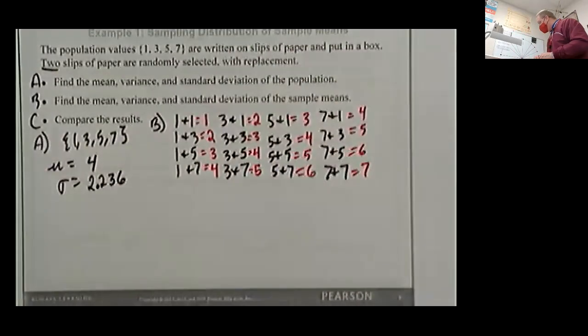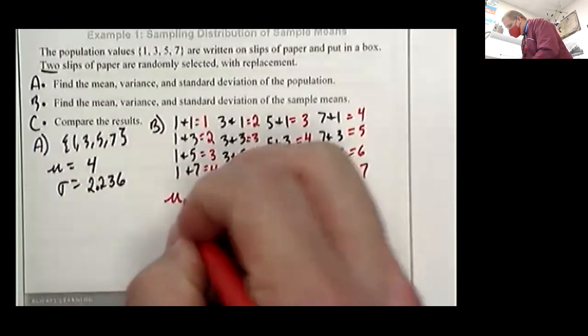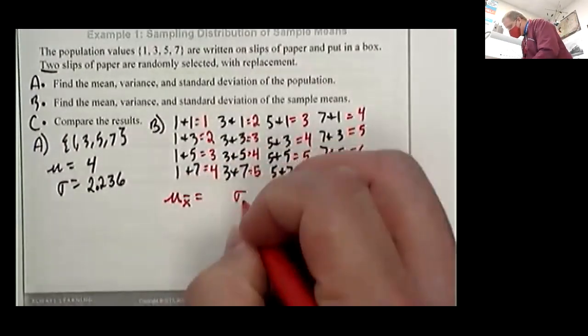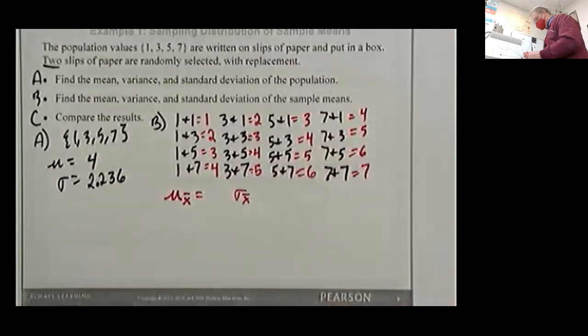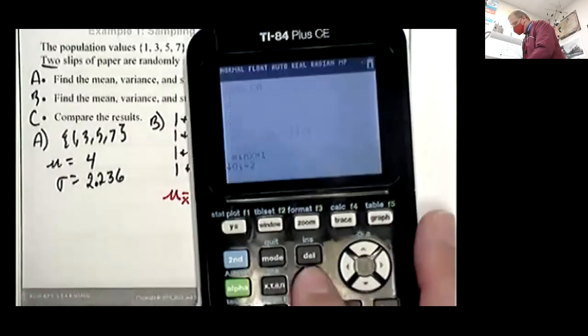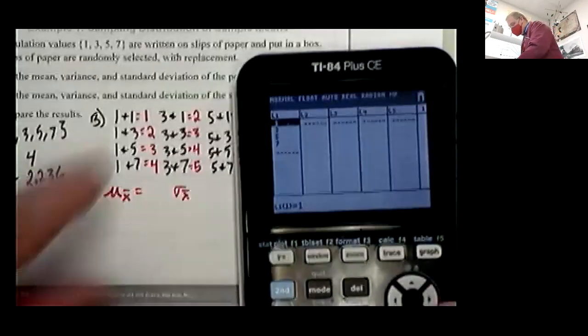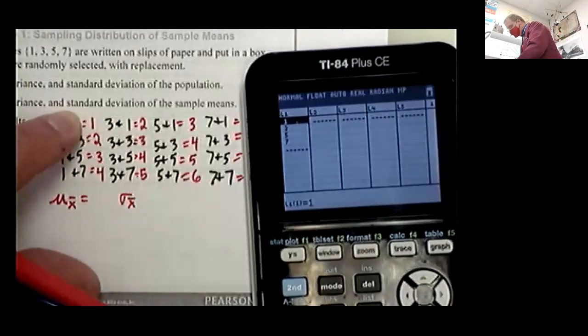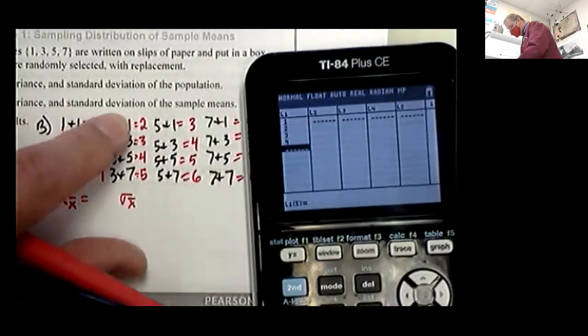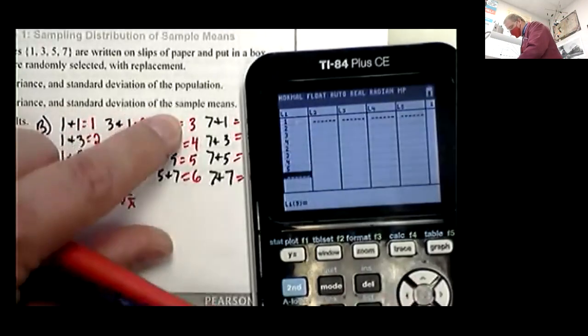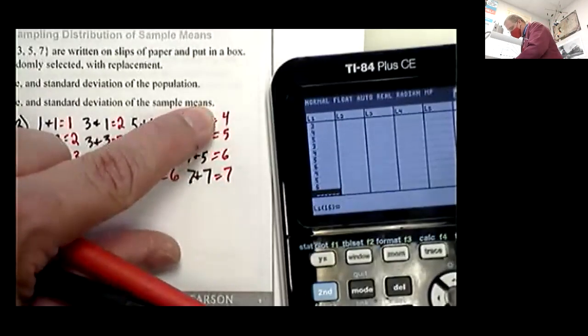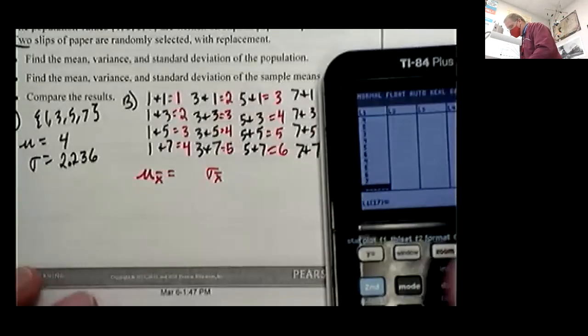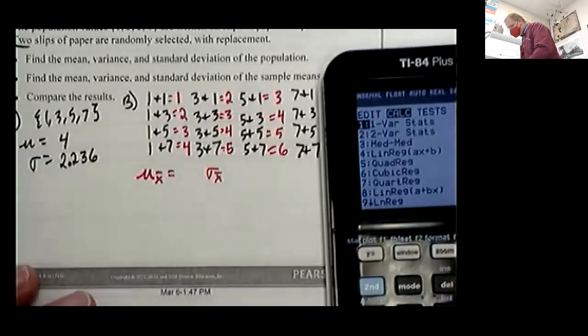And now with all of those numbers, I want to find the mean of my samples. And I want to find the standard deviation of my sample means. And to do that again, I'm going to use list. So stat edit. And I'm going to put all of the red numbers now in my list. So 1, 2, 3, 4. 2, 3, 4, 5. 3, 4, 5, 6, and 4, 5, 6, and 7. And we want to see what happens when we run one variable stats on it.